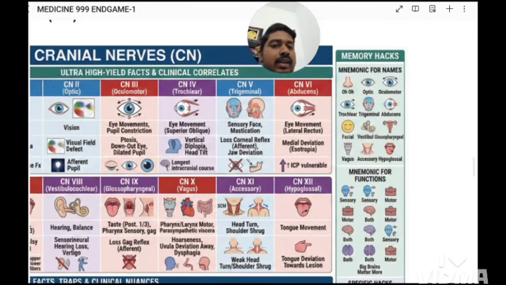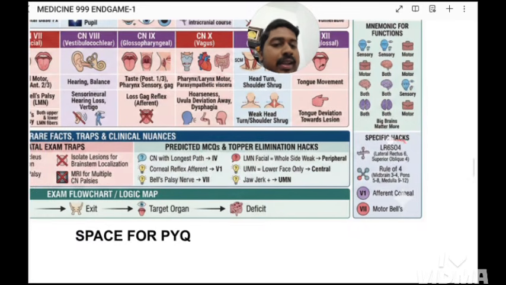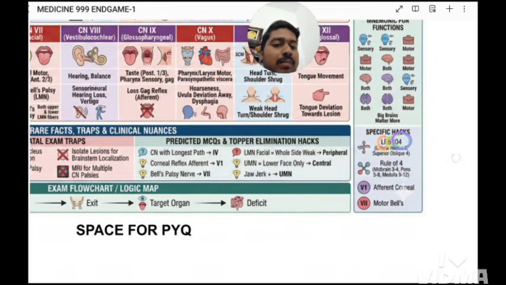So next we'll see what the functions are. Okay, so I think these you can go through. There is nothing much. Some mnemonics: LR6 and SO4 mean lateral rectus is supplied by the 6th nerve, and superior oblique is supplied by the 4th nerve.